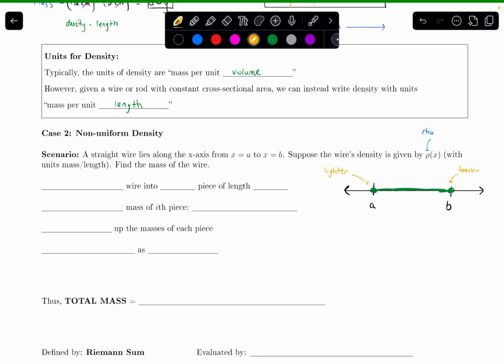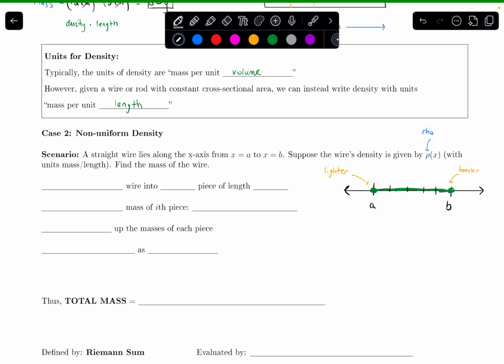So what I'm going to do is first chop up this wire into pieces. I'm cutting it, and don't worry about drawing the exact same number of cuts that I have. Just make sure you have several of them. It's for the purposes of the picture.